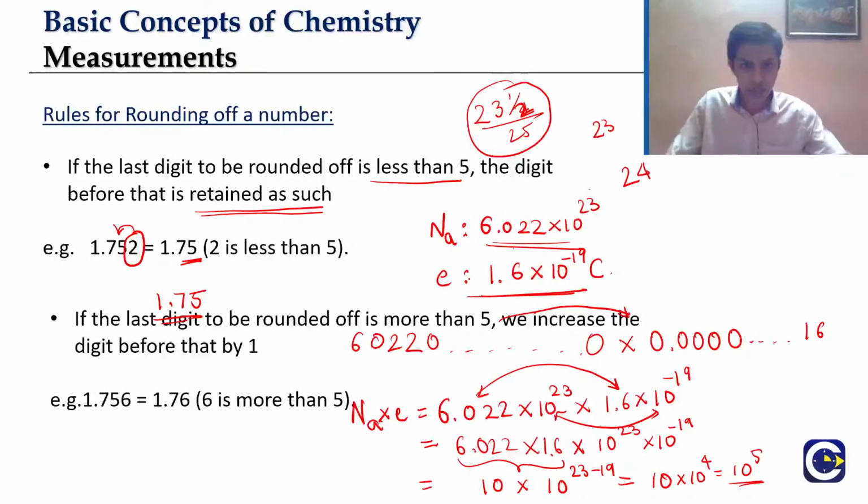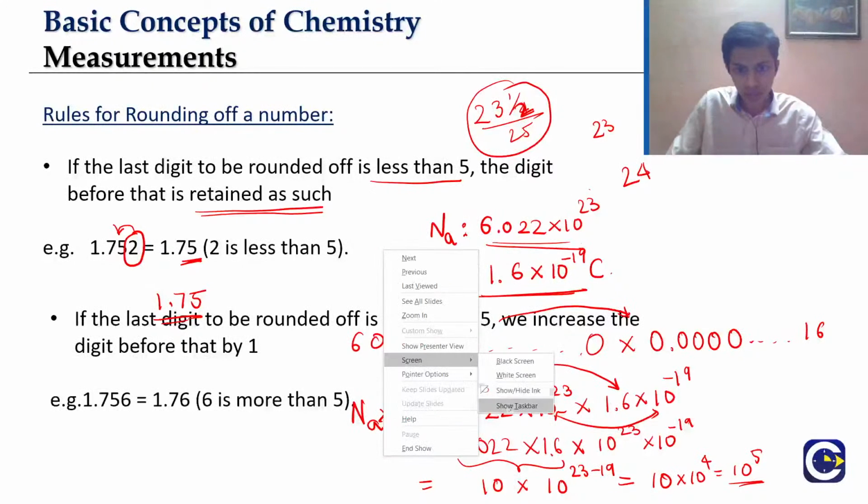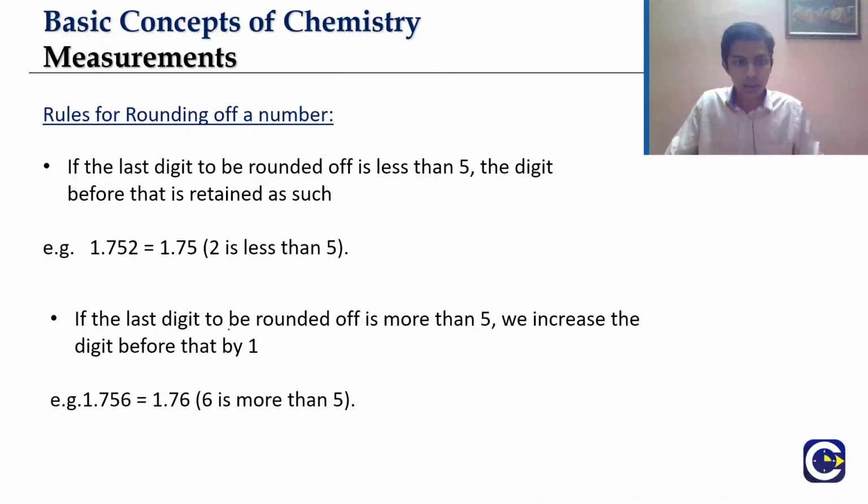If the last digit to be rounded off is more than 5, for example 6 is more than 5, then the digit prior to 6 we need to round up to one value higher. So 1.75 will become 1.76. This is also quite logical, isn't it?